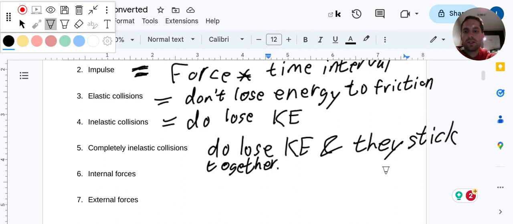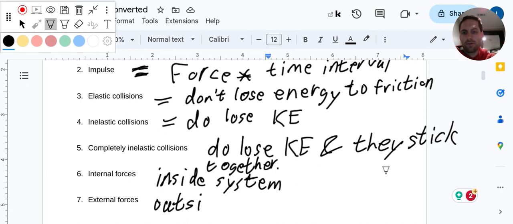So for number 6, internal forces are those that are inside a system. So inside, it's the name internal. And when I say system, usually I mean the problem being solved. So your momentum can't change from inside the system. Only from outside forces, like external forces, can the momentum change.